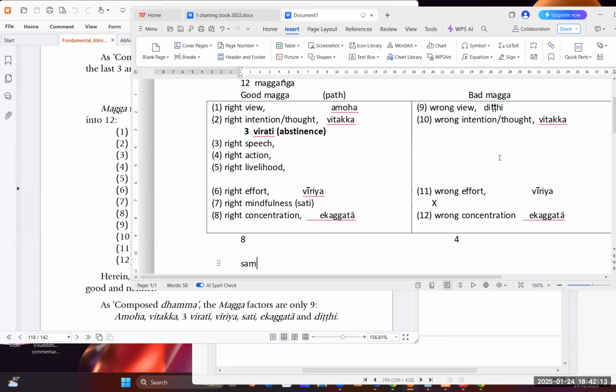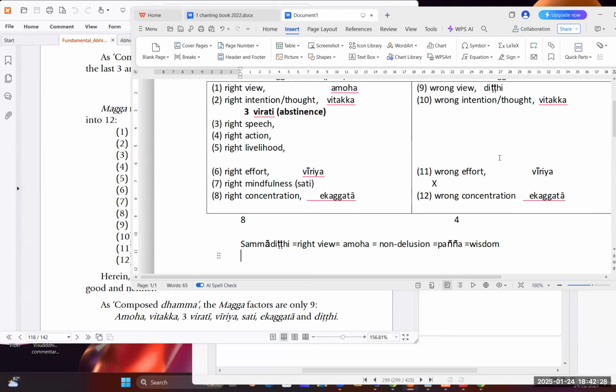I'll say again. Normally we have the word samma. When you have samma, ditthi means right view. So it's amoha. Amoha means non-delusion, same with panya, same with wisdom. So the word ditthi itself always refers to wrong view. So all these are cetasika: amoha, vitaka, three virati, viriya, sati, ekagata, ditthi.